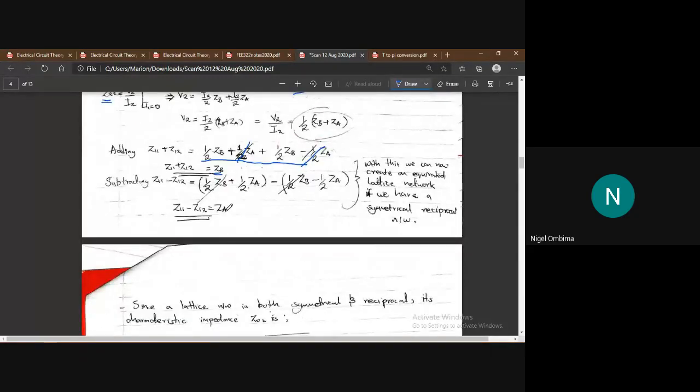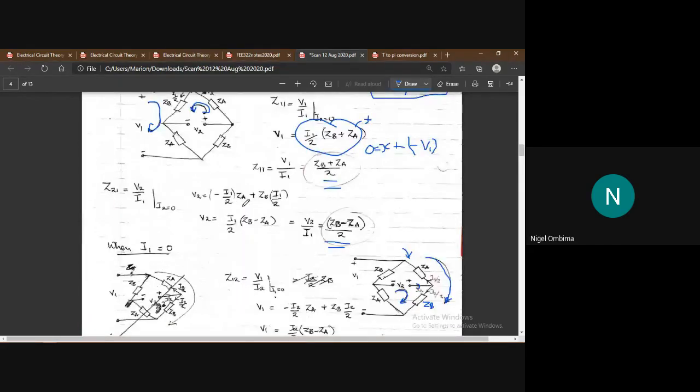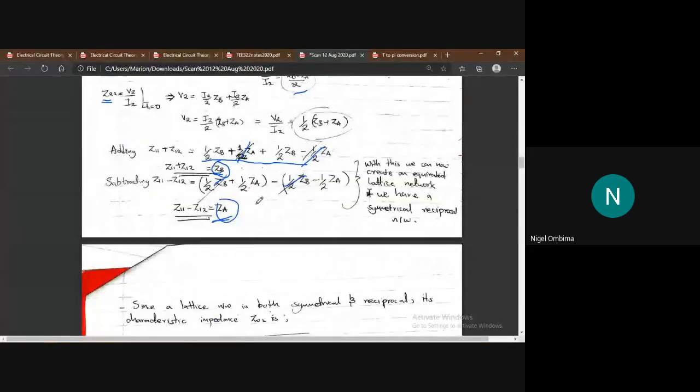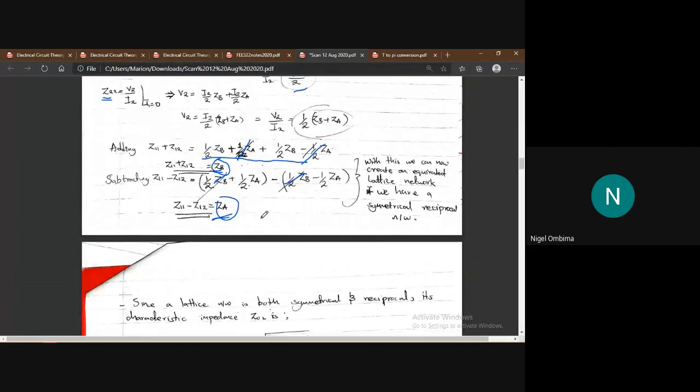So to get ZA now, we subtract Z12 from Z11. So a half ZB plus ZA minus a half ZB minus a half ZA. The half ZB is to cancel, then it will be half ZA minus half ZA. So Z11 minus Z12 will be ZA. So we have ZA and ZB now. With this we can create an equivalent lattice network if we have a symmetrical reciprocal network, because we've just seen from easy derivations that we get a symmetrical reciprocal network.